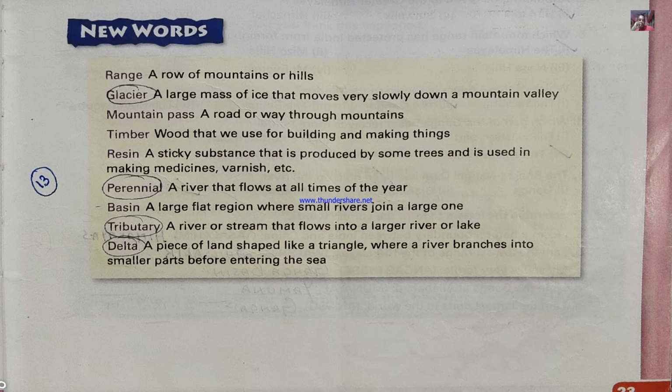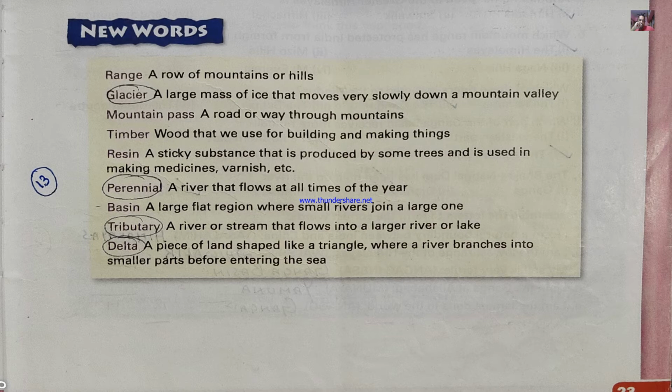Then we come to the next one, that is a basin, a large flat region where small rivers join a large one. So if you take the case of river Ganga, it is a very large river, but it is not only the Ganga. There are many other small or big rivers which are joining river Ganga as its tributary. So if we take river Yamuna, river Chambal, Gandak, Kosi, Son, all these are the tributaries of river Ganga.